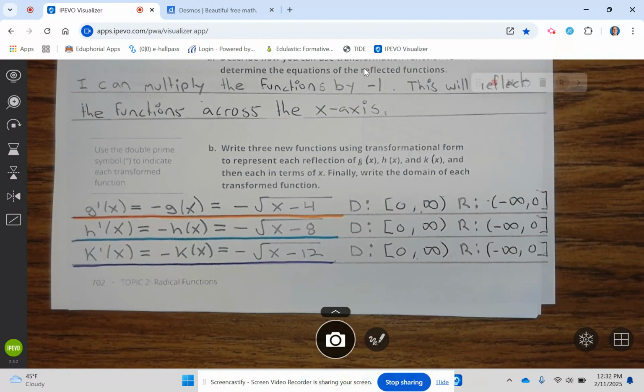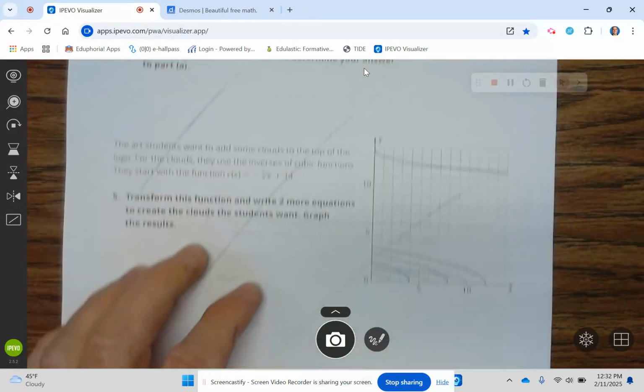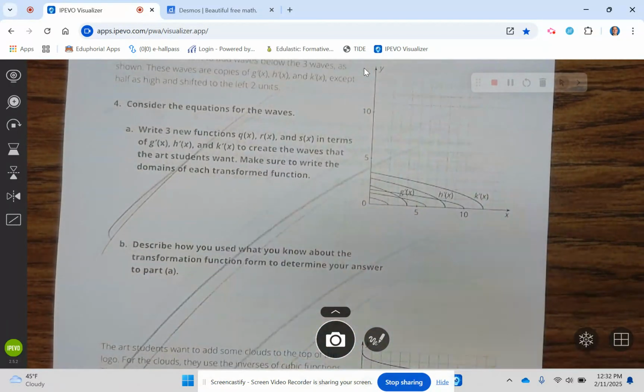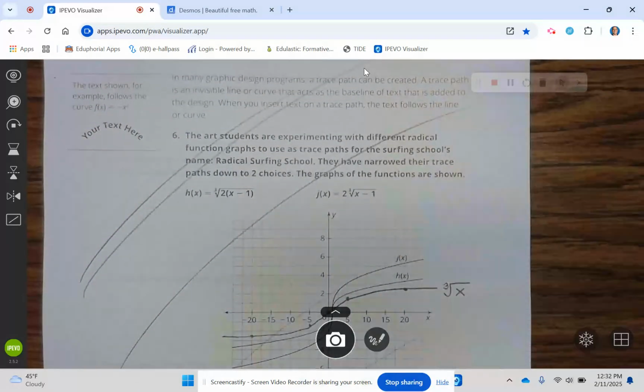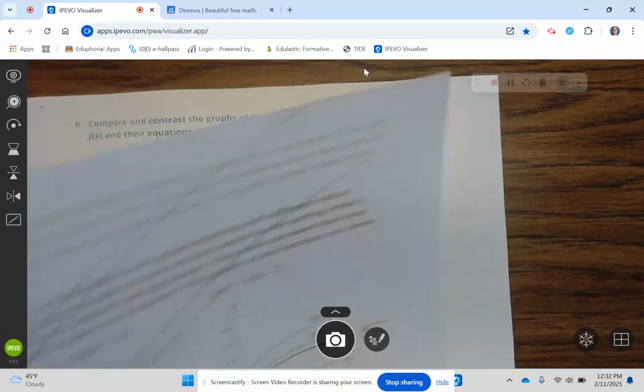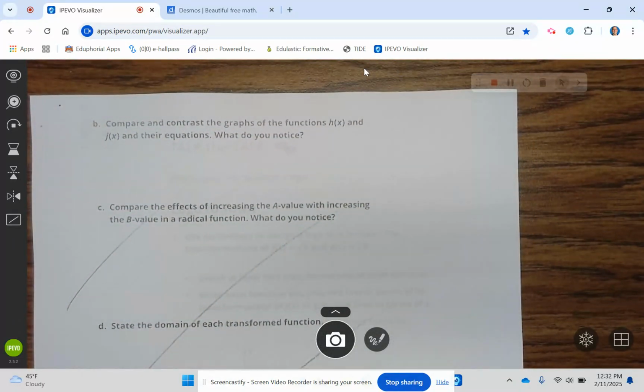Alright, let's take a look at the next page. Go ahead and mark out this page. Go ahead and mark out this page.